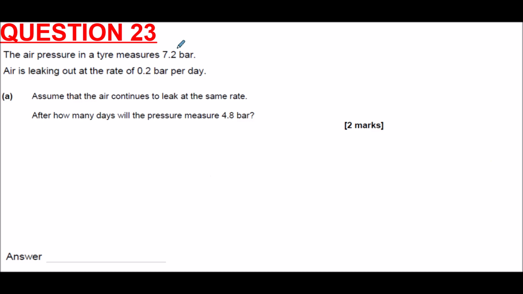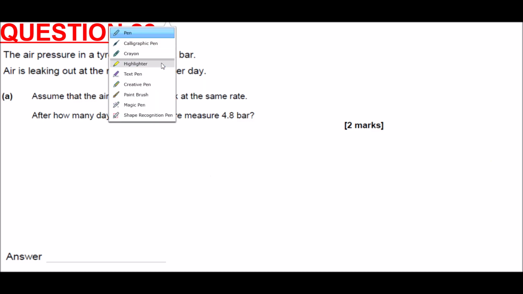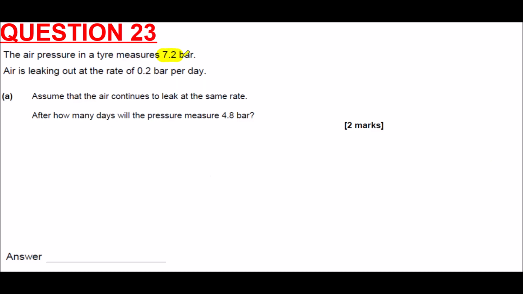I'm going to show you one way of doing this, which uses division. So the pressure was 7.2 bar, and it's going to go down to 4.8 bar. And so how much is the pressure going to drop? We can calculate this by doing 7.2 minus 4.8 to find out what the difference is.